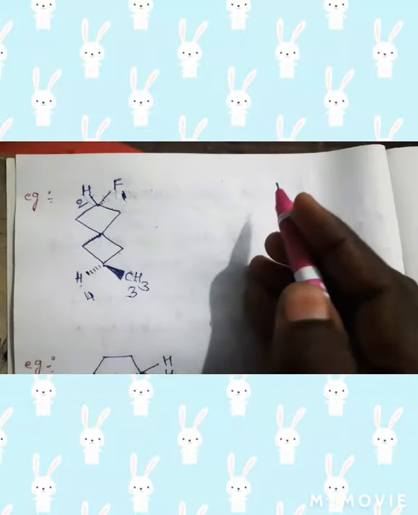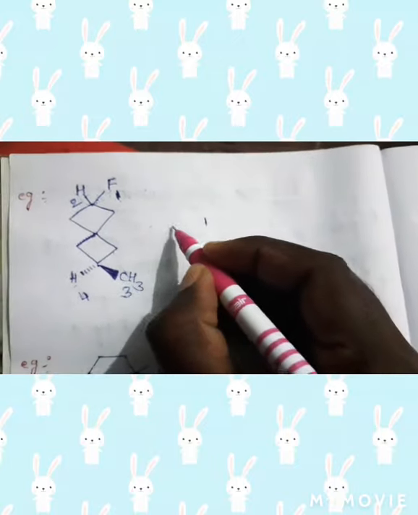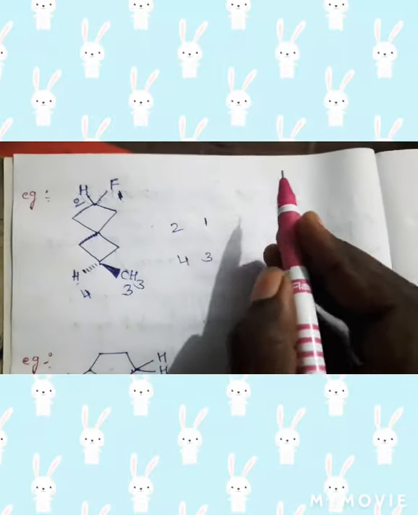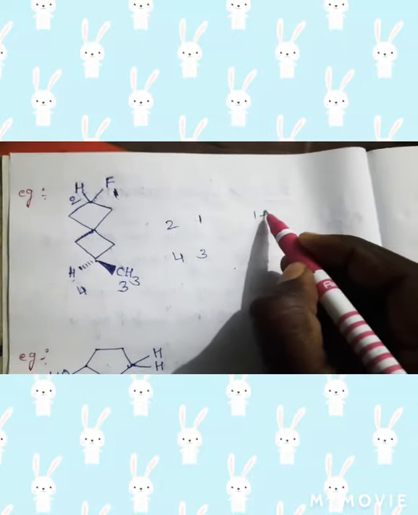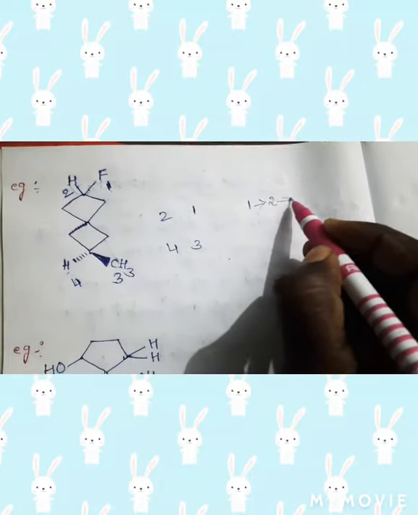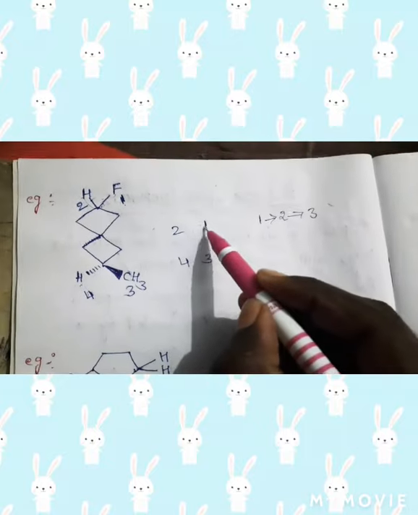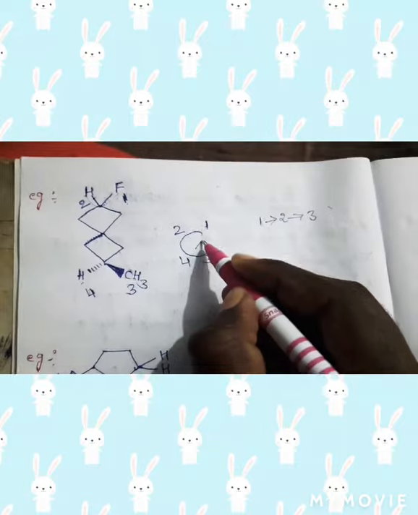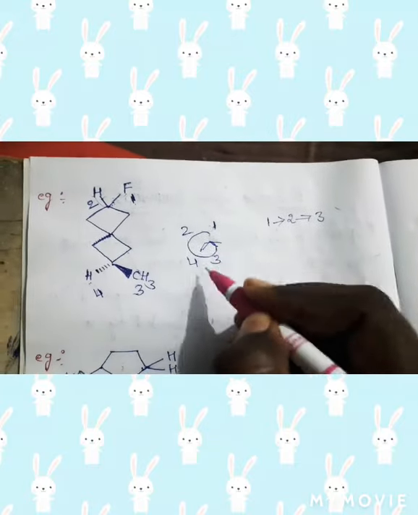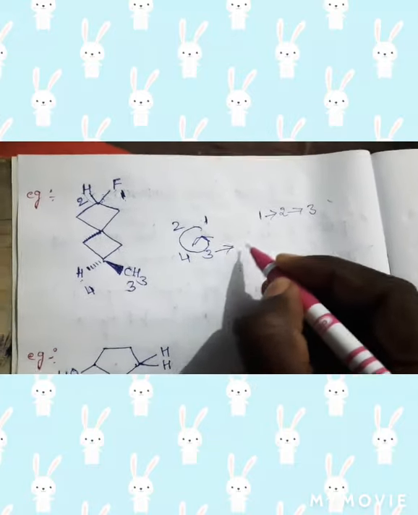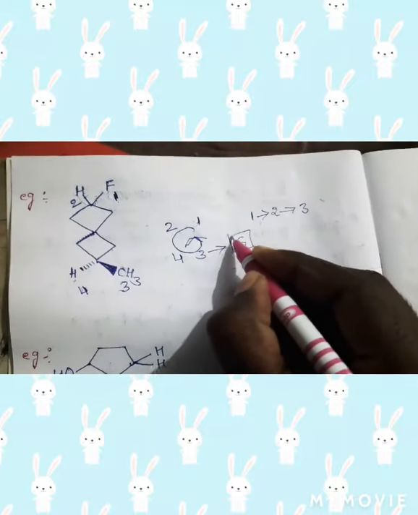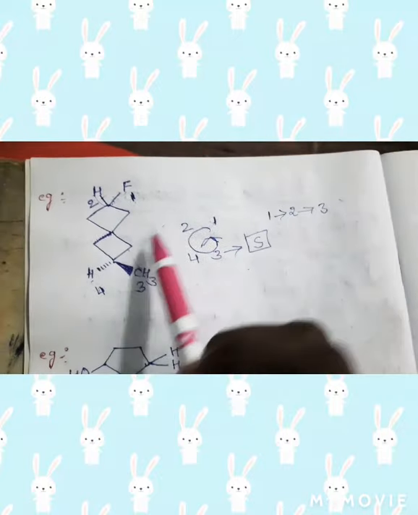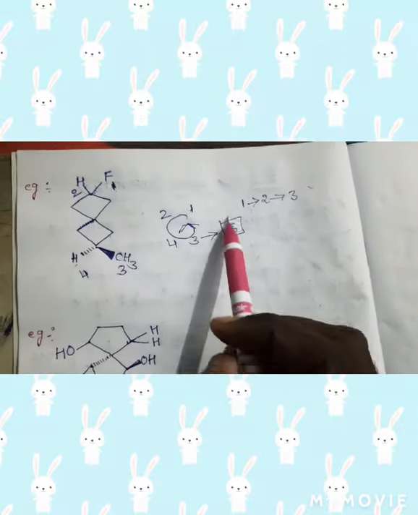Now we write the numbers and draw an arrow. Our arrow should go from 1 to 2, 2 to 3. We get this anti-clockwise direction. Anti-clockwise direction means sinister. I hope you understood. Anti-clockwise means S, so this spiro compound shows S configuration.